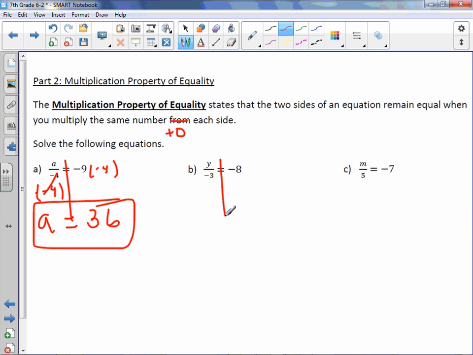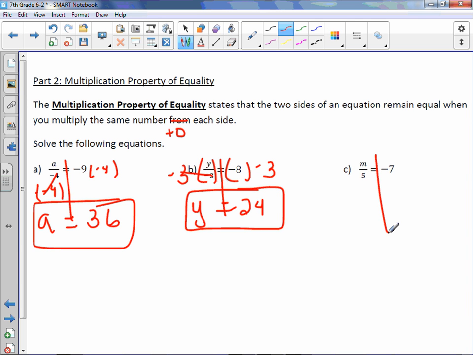Letter B. Y divided by -3 equals -8. Multiply both sides by -3. I like to put my numbers in parentheses. Sometimes I put the numbers in the equation in parentheses. Sometimes I put the number I'm multiplying in parentheses. It doesn't matter. I just like to put them in parentheses so I know it's multiplication. Those cancel. We get y equals positive 24.